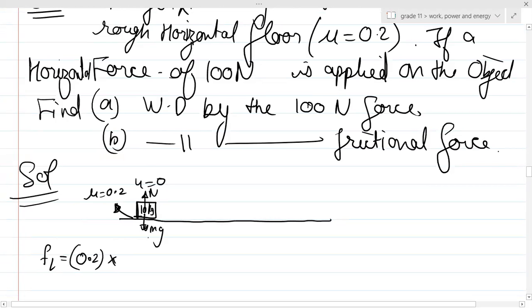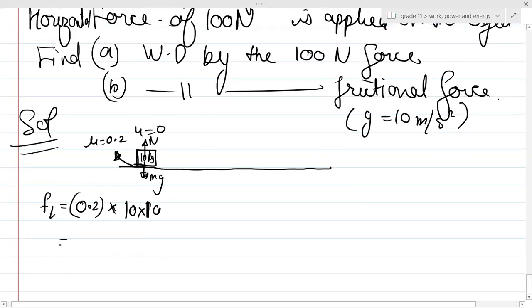So in this case, mg will be, let's take g as 10 meter per second square. So the limiting friction will be 0.2 into 10 into 10, that is 20 Newton. This is the limiting friction. And now what is the force which is acting on this object?